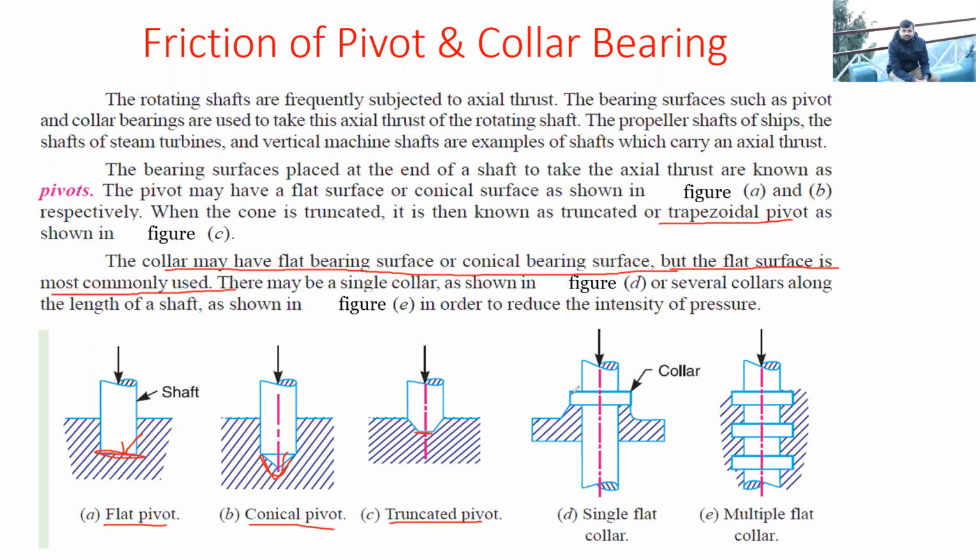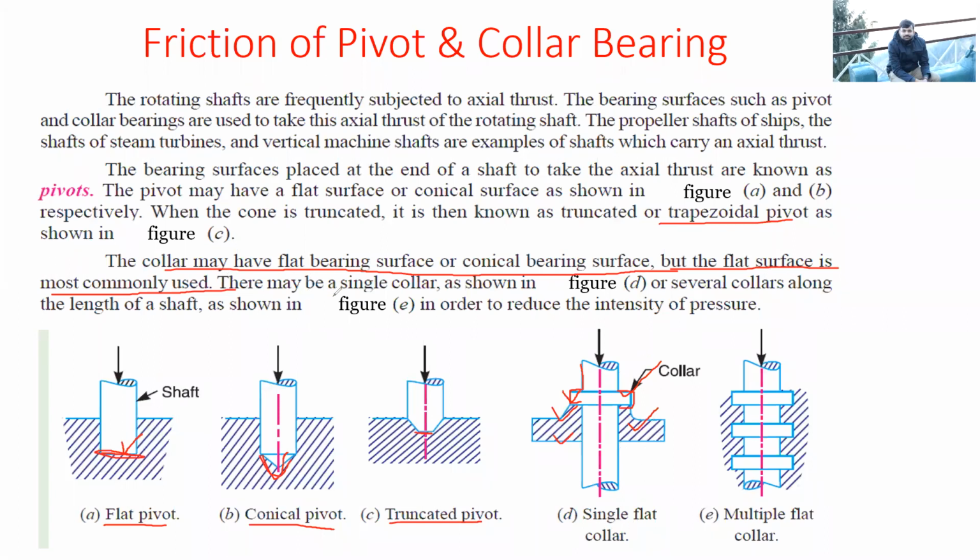As you can see, there is a step manufactured in this shaft. This step is known as the collar of the shaft, and this collar rests over the bearing surface. While rotating, the axial thrust of the shaft will be transferred to the bearing with the help of these collars. Since these are called collars, the bearings supporting these collars are called collar bearings.